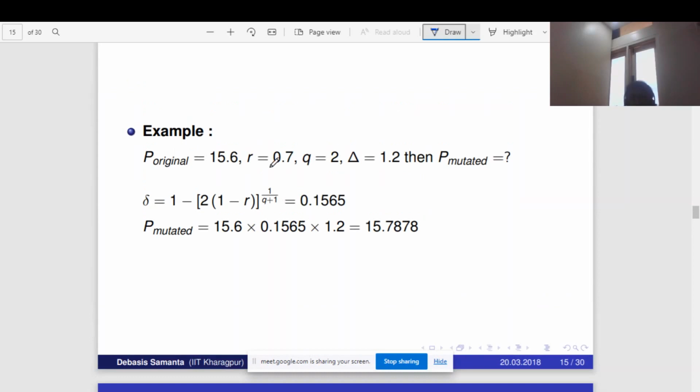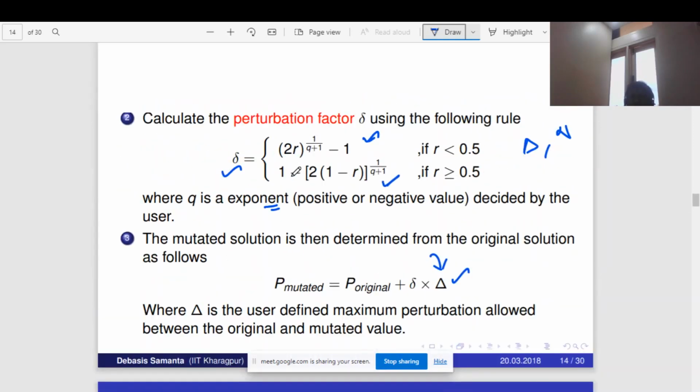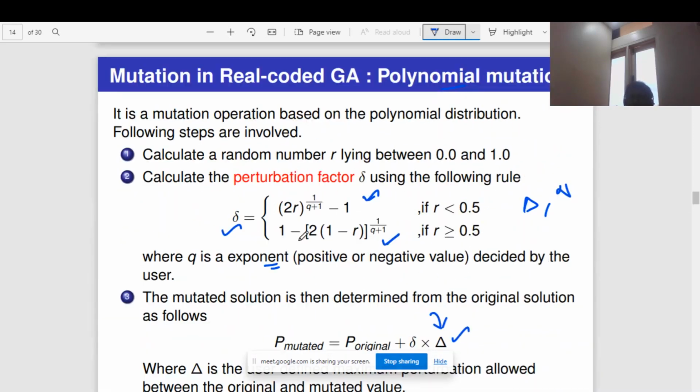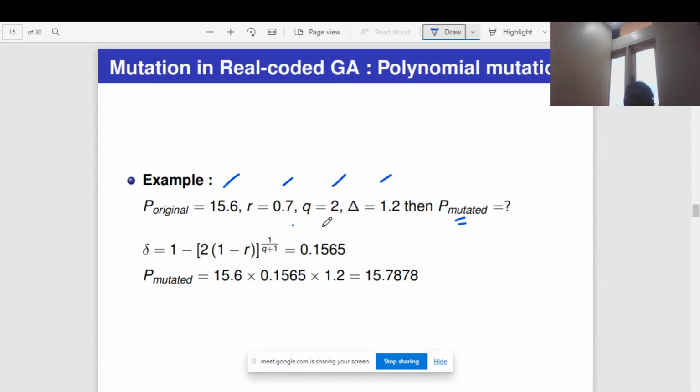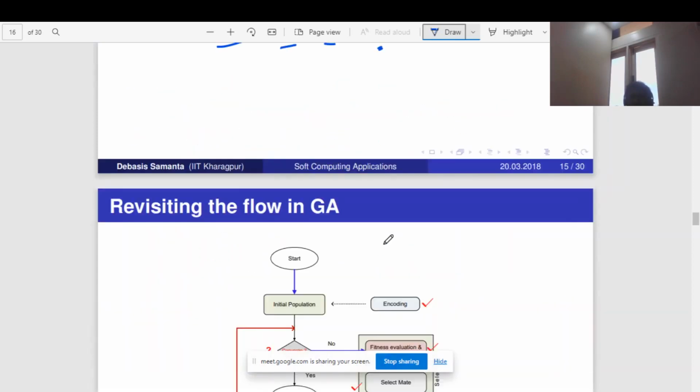So here is an example. P original is 15.6, R is 0.7, Q is 2, del is 1.2. Then to find the mutated one, here R is 0.7. Okay. So how will you calculate dow? Which equation should you use? First one or the second one? Second one. This one should be used. Q is given. Q is 2. So dow is calculated like this, 0.1565. Okay. Now what is P mutated? It is just P original plus dow into del. Dow is this value and del is this. Okay. So this is how polynomial mutation works.